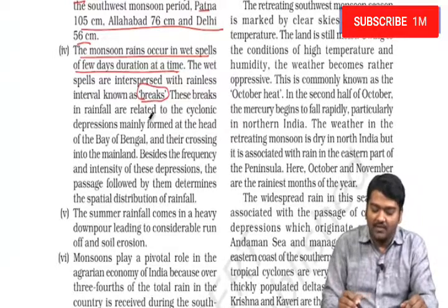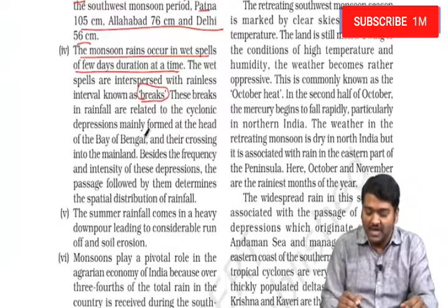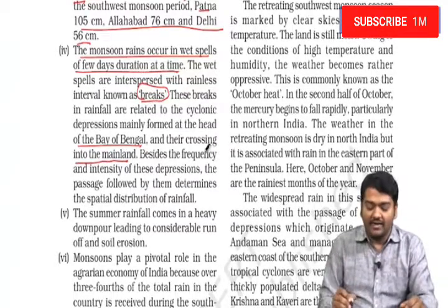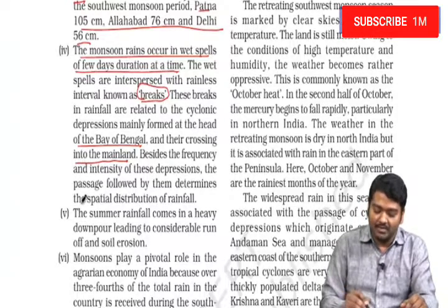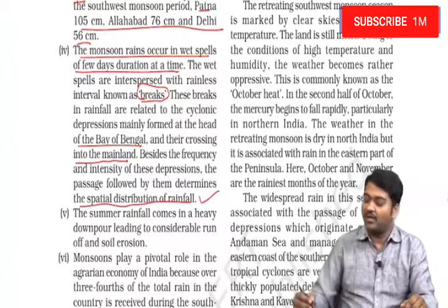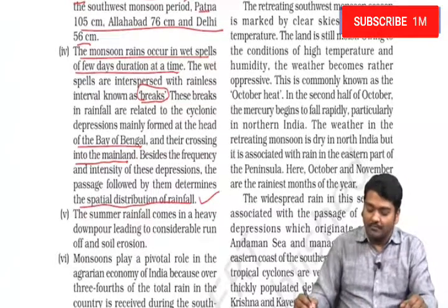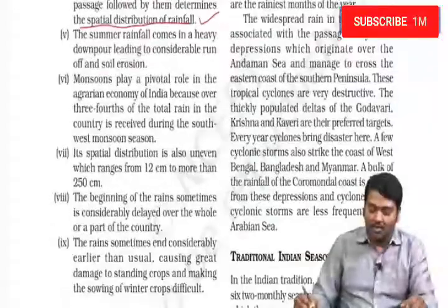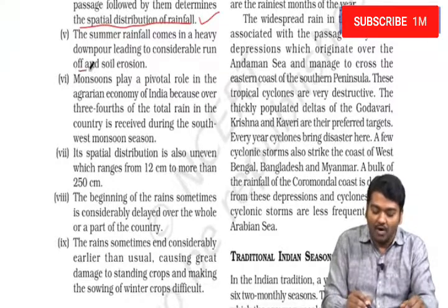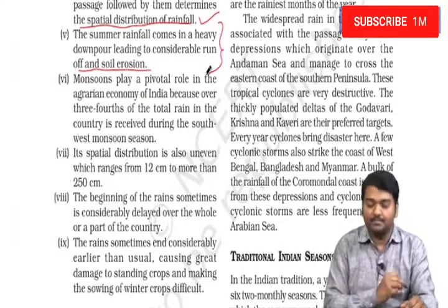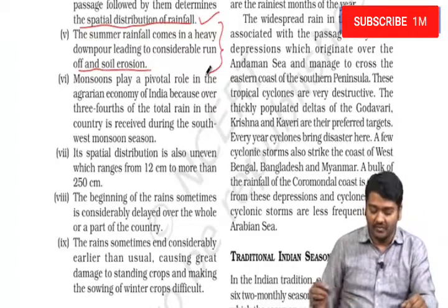These breaks in rainfall are related to the cyclonic depressions mainly formed at the head of the Bay of Bengal and their crossing into the mainland. Besides the frequency and intensity of these depressions, the passage followed by them determines the spatial distribution of rainfall. I have already told you about the breaks and what causes the breaks. The summer rainfall comes in a heavy downpour, leading to a considerable run-off and soil erosion. Very, very important for us.